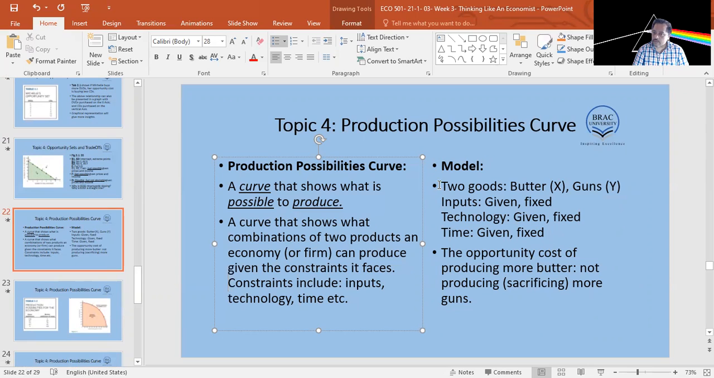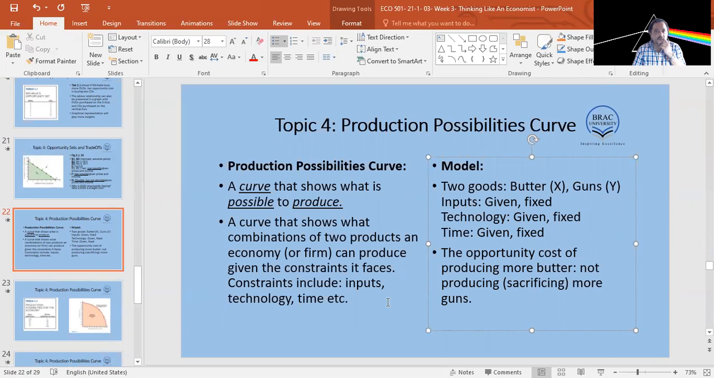In our model, like we said in part 4, we have two goods: butter, which is a civilian good, and guns, which is a military good. This was the example that Professor Samuelson presented. Butter is presented on the x-axis, guns are presented on the y-axis. And again, inputs are given, technology is fixed and time is fixed.